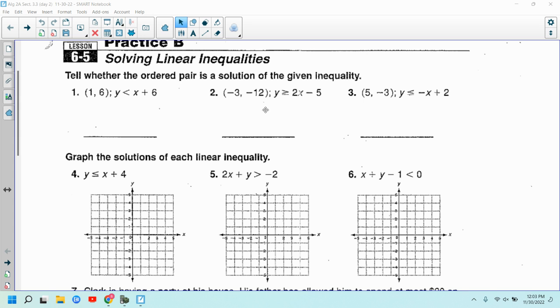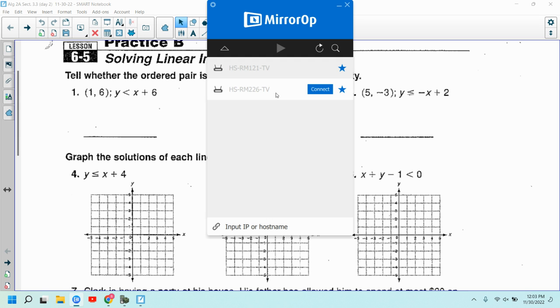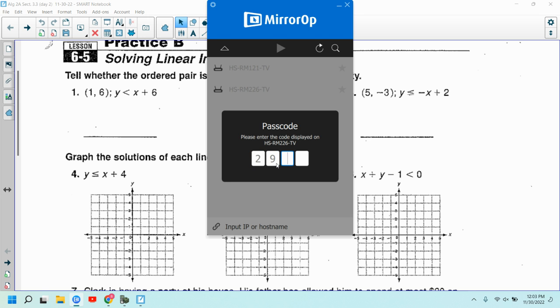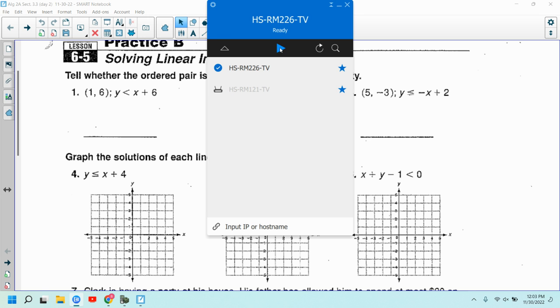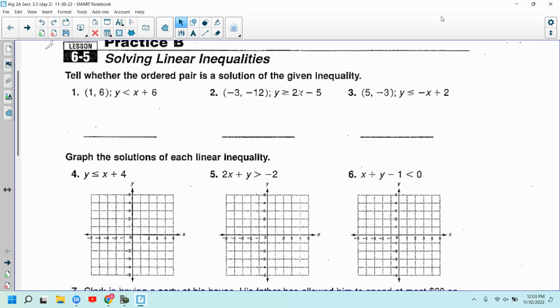Austin, what'd you put for the first one? I saw you had an answer down. You said yes, it's a solution, and I believe you're right. Now, show me just a little bit of work. Plug it in. So 6 goes in for y, and then 1 goes in for x. And so you just simplify, and you get 6 is less than 7, which is true. So it is yes. All right, so have that down for number 1.